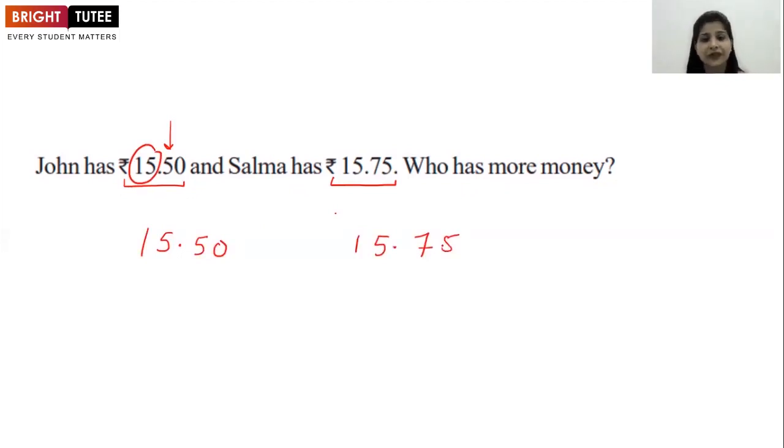First of all, the first thing that we do is compare the whole part. In the whole part, it is 15 and it is also 15. The digits are exactly the same, so they are equal, right? So we cannot make any conclusion based on it. Coming to the decimal section, we start comparing from the tenths place digit, the first one after the decimal point. It is 5 here and it is 7 here. Then we see 7 is greater than 5.